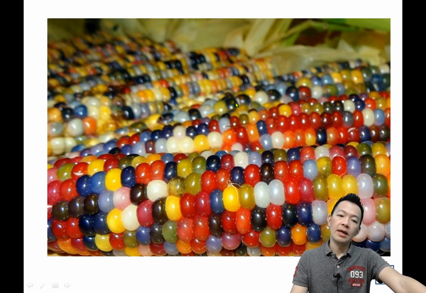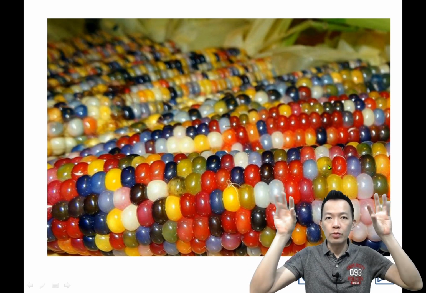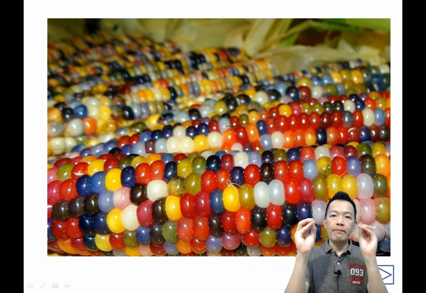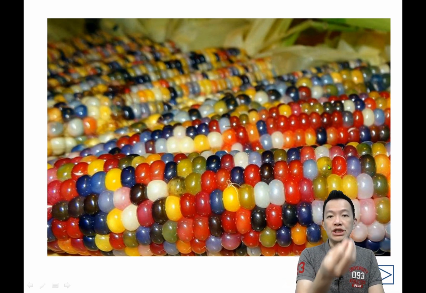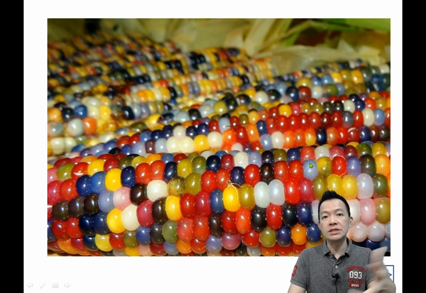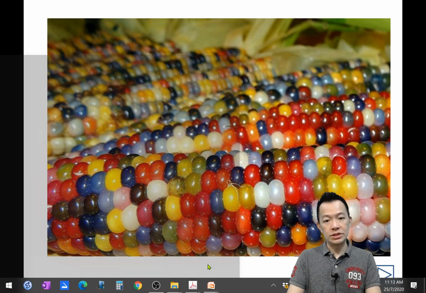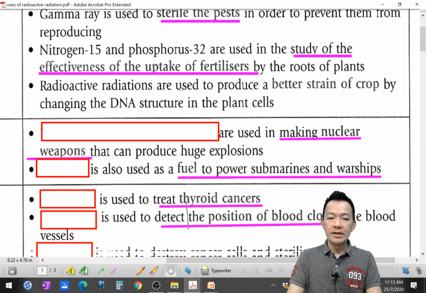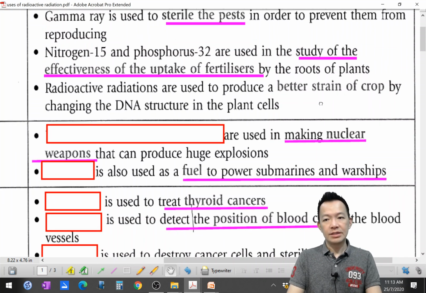But what to do? How to do it? Add the color into my maize? Of course not. Okay, so now maybe we prepare a small room, and inside the room we give the gamma. And we plant the maize inside. Because of the gamma, the DNA of the plant actually changes. Finally, they produce a new species, a different species. But it depends on your luck. If you are lucky, it really becomes this rainbow maize, and you will be a millionaire, then you just sell its seeds. Easier said than done. So radioactive radiation can change the DNA structure of the plants, making a better strain of crops.